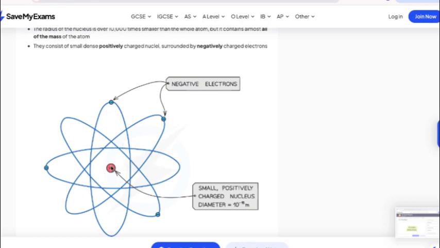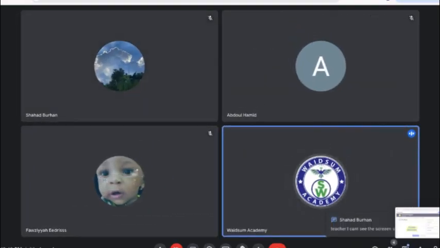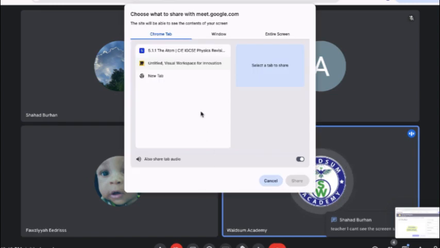You see the nucleus is positively charged. Why? Because the proton is positively charged. The neutron inside this nucleus does not have a charge. So the only charge that is here is a positive charge.